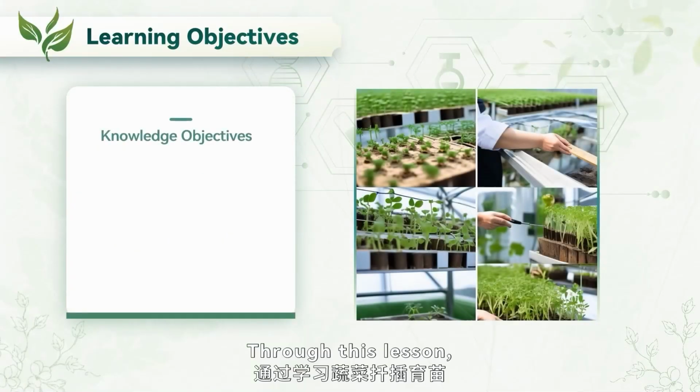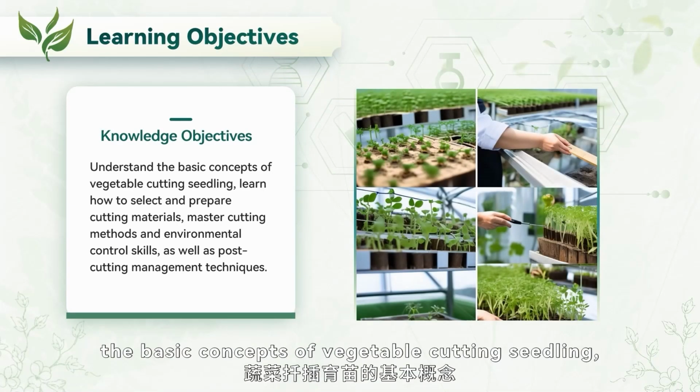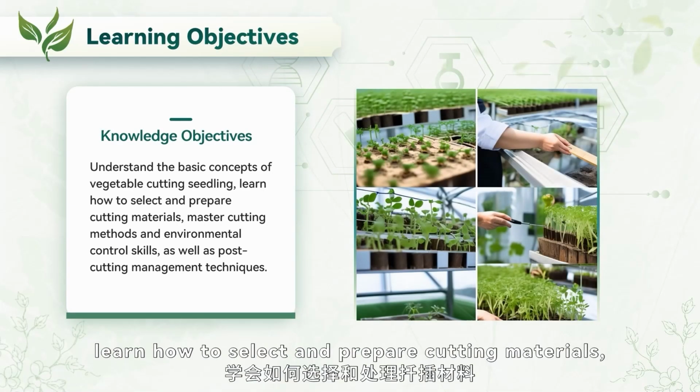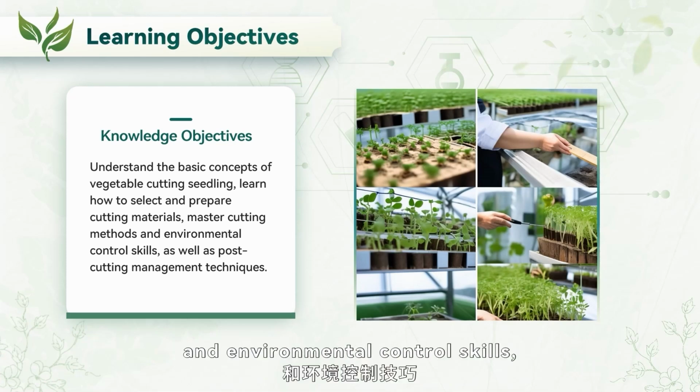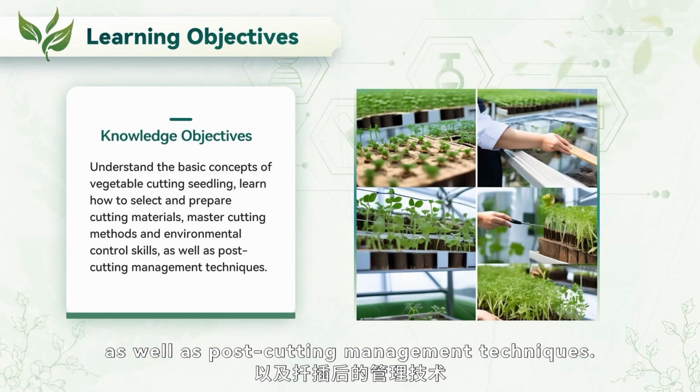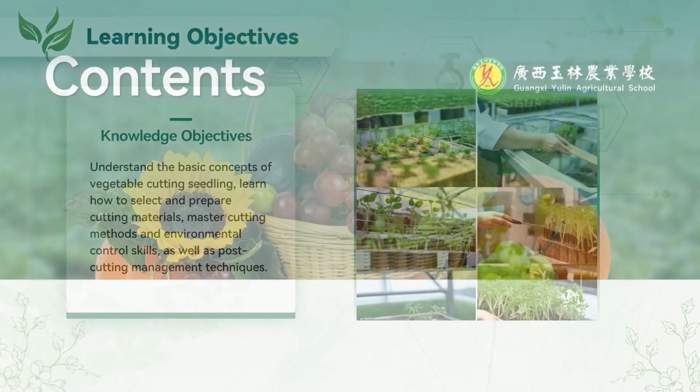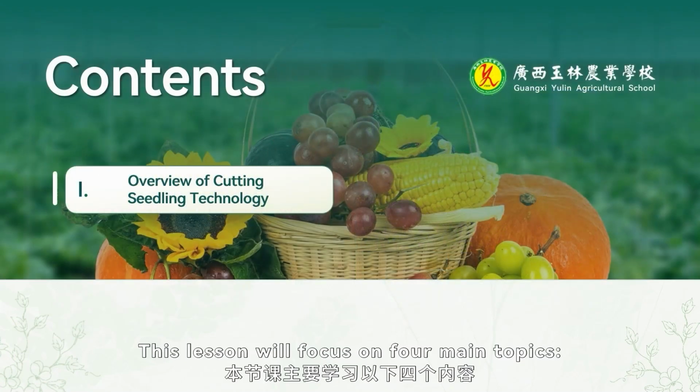Through this lesson, you will understand the basic concepts of vegetable cutting seedling, learn how to select and prepare cutting materials, master cutting methods and environmental control skills, as well as post-cutting management techniques. This lesson will focus on 4 main topics.